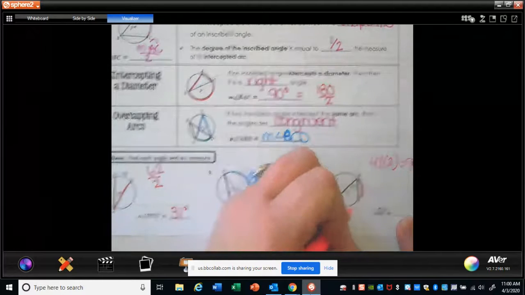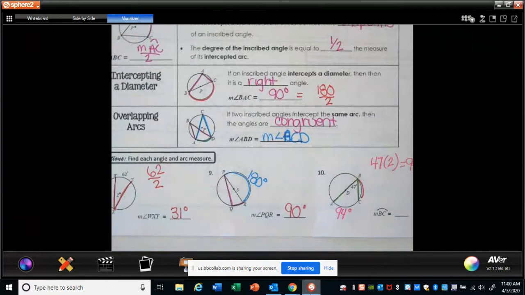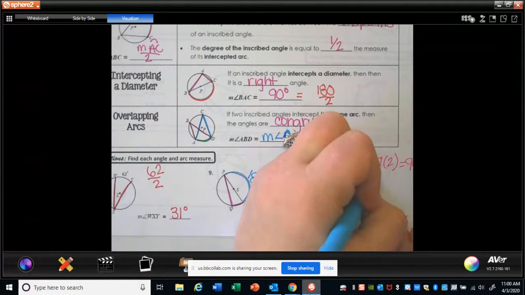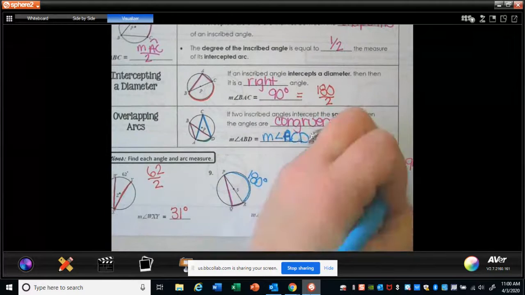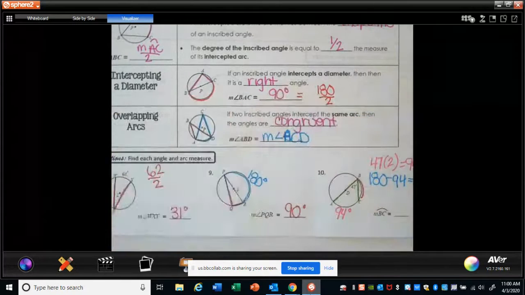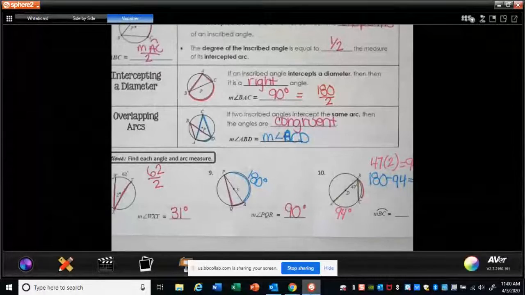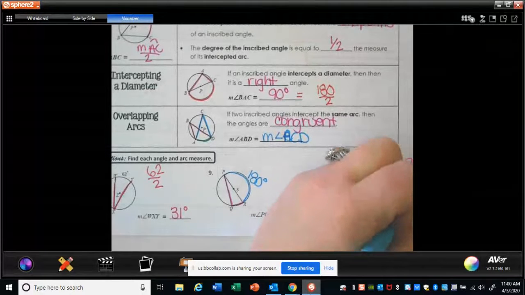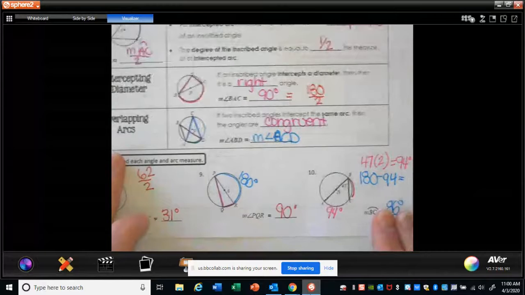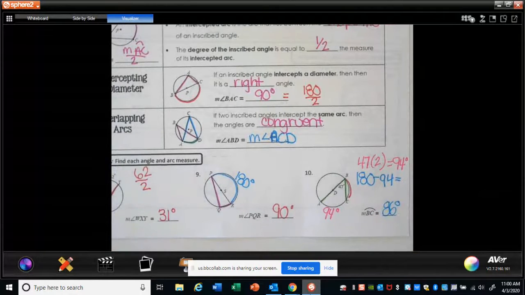Now, that's the angle's arc measure, but we want to find arc BC. Notice that arc AC and BC make a semicircle. And what do we know about semicircles? We know they equal 180 degrees. So if we say 180 minus 94, we will find arc BC. And that's going to leave us with 86 degrees. All right, so this was a two-step problem to find the measure of arc BC. Let's keep going with some examples.